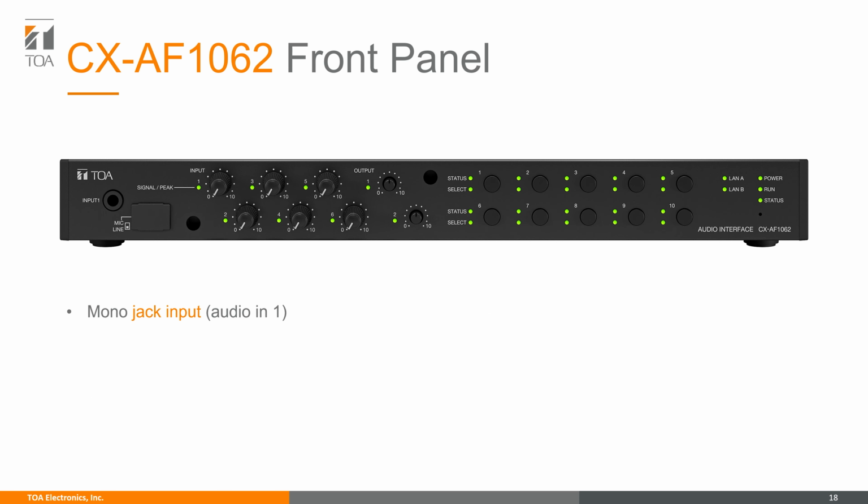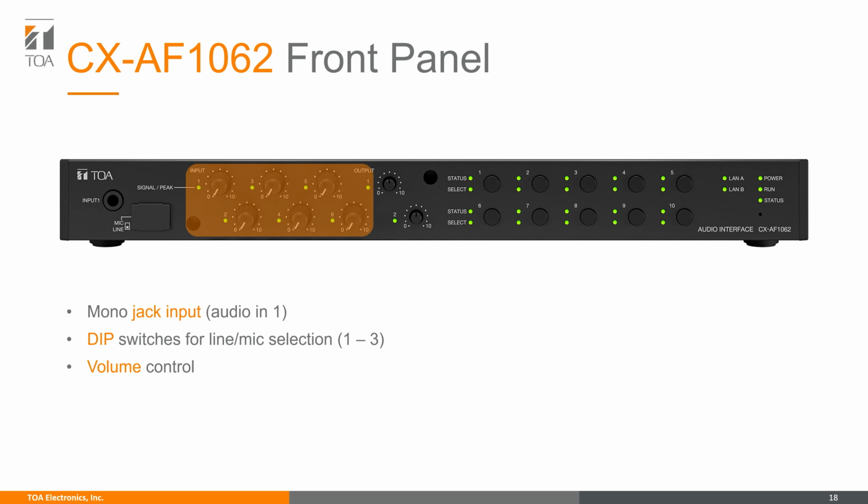Now, let's take a look at the front of this device. On the left, we have a mono input. When this input is in use, it will replace input 1 on the back of the device. Below that, we have some dip switches covered by a protective rubber plug. The dip switches are used for selection between mic and line level audio inputs.